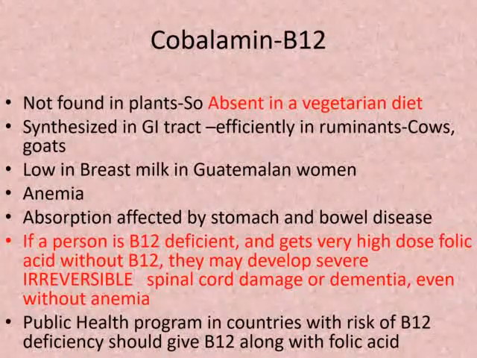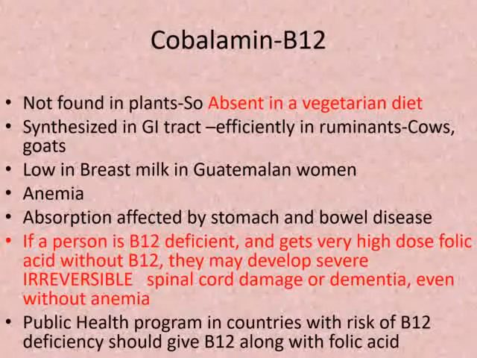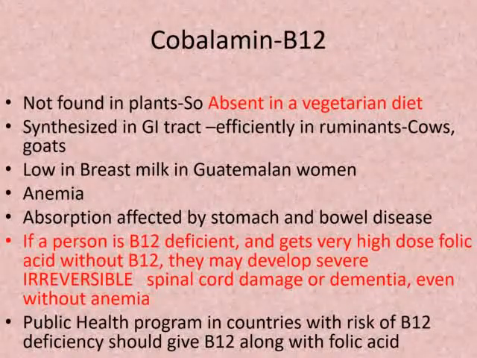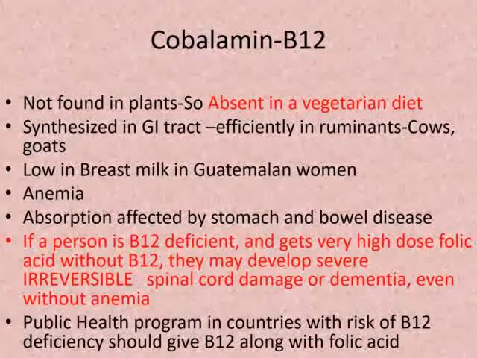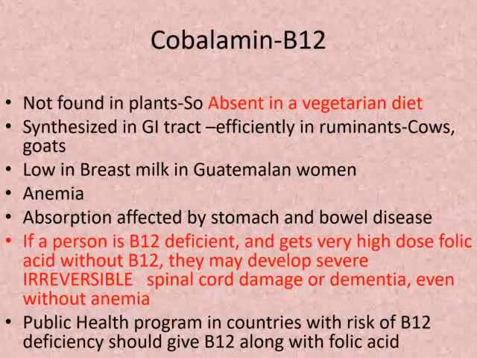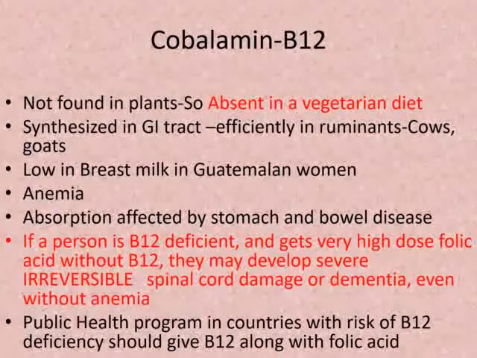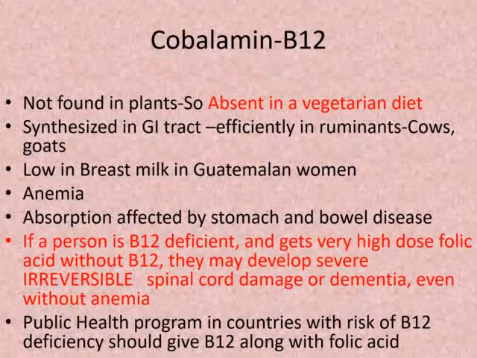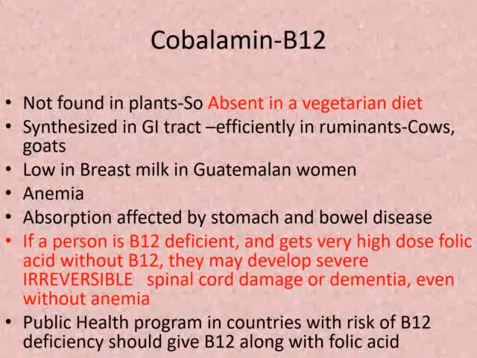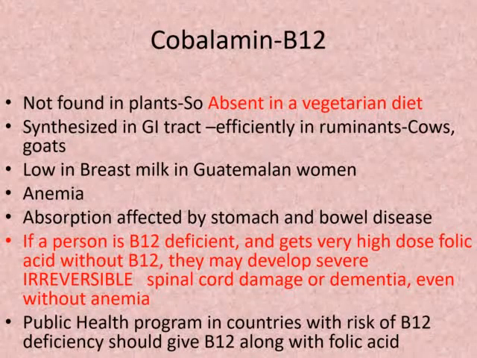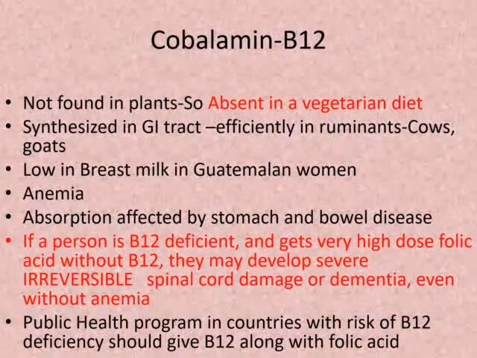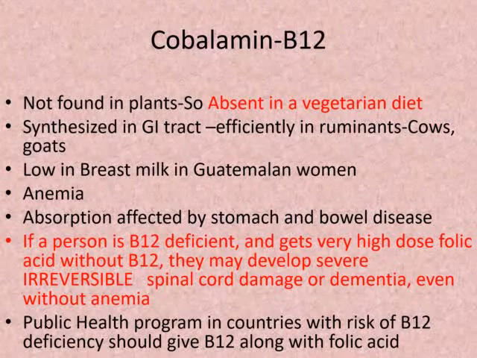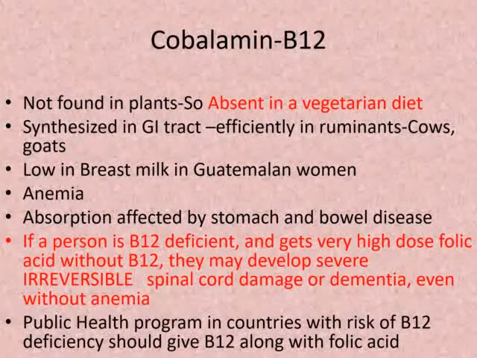Now, here's a really serious thing that is not well recognized, and we don't think we're seeing it in the developed world. But if a person is B12 deficient and she gets very high dose folic acid without B12, and this is usually women we're talking about who are on grain-based diets and then are given folic acid supplements during pregnancy, they may develop severe irreversible spinal cord damage or dementia, even without anemia.